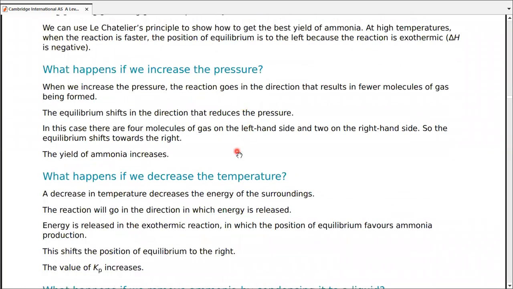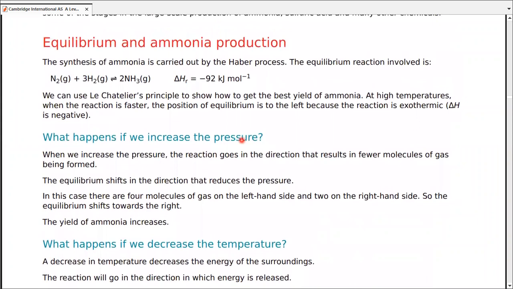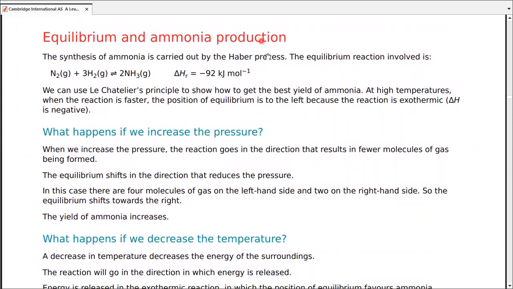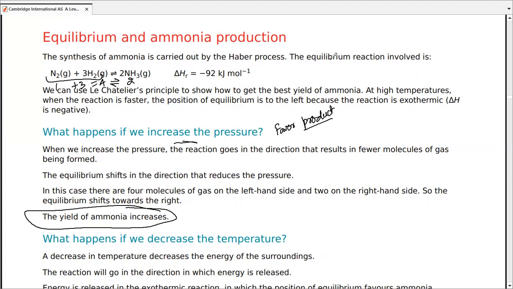Okay, so what happens if we increase the pressure? This is pretty much the same as what we have been doing back in IGCSE. If you remember, in IGCSE we said that 1 mole of this plus 3 moles of this is equal to a total of 4 moles. And on the other hand, we have 2 moles. So since the number of moles of reactants is bigger and product is smaller, increasing the pressure would favor the product side. The exact same thing happens: on increasing the pressure, the equilibrium is shifted towards the right-hand side, or towards the product side, and it increases the yield of ammonia. And the same thing is written over here.